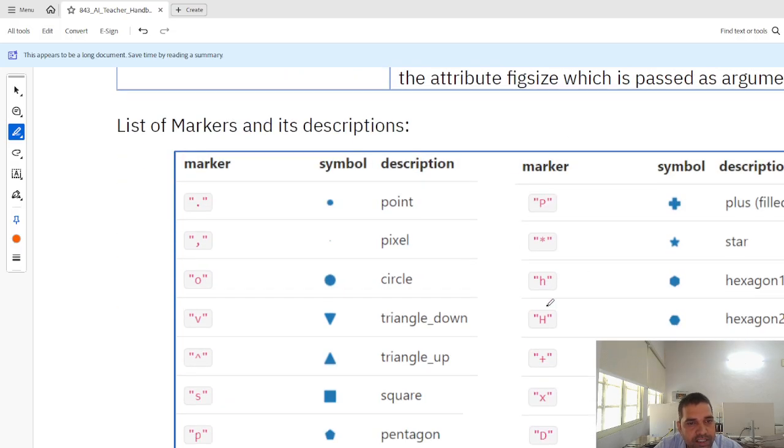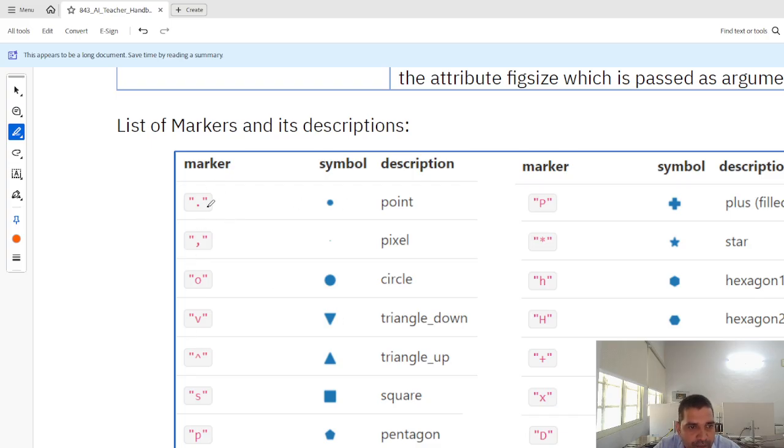Now a list of markers and their descriptions is given here. So what markers do we use? Point marker, pixel marker, comma, circle marker, triangle down, triangle up, square, pentagon, plus. Here are the marker symbols with descriptions. For the point we use this one, dot. These are the markers. If you need these markers on the graph, you use these symbols.